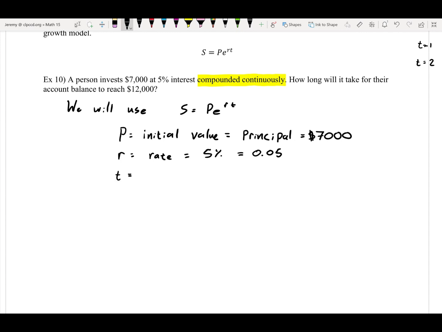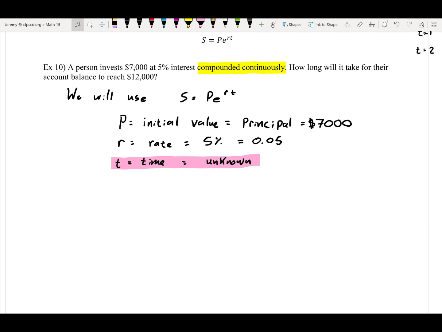T, this is unknown. This is our time value, and we're being asked for this. It says, how long will it take for their account to reach 12,000? And this is unknown in this case. All right, so T is what we will be looking for in this problem. And the last thing is S. S represents the final value. So after some time has passed and some interest is accrued and the account balance increases, the value we have for this in this problem is 12,000.